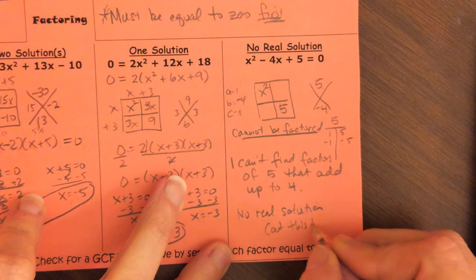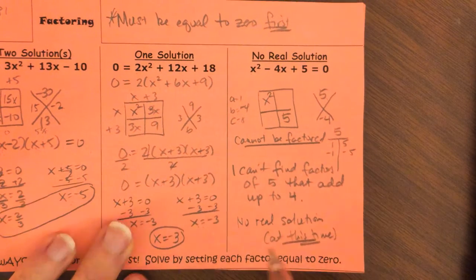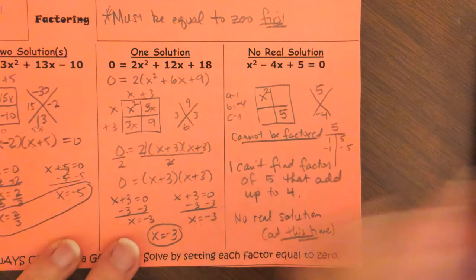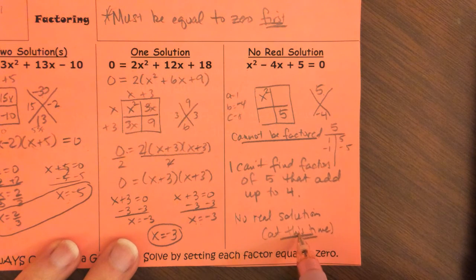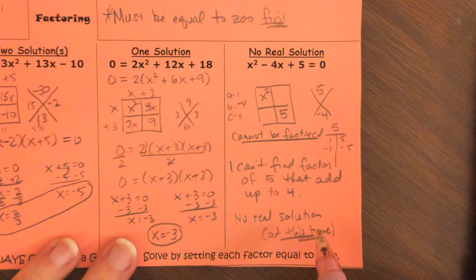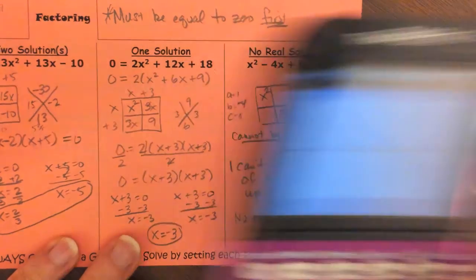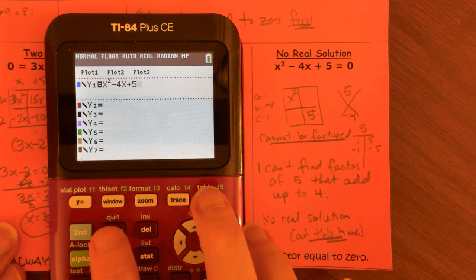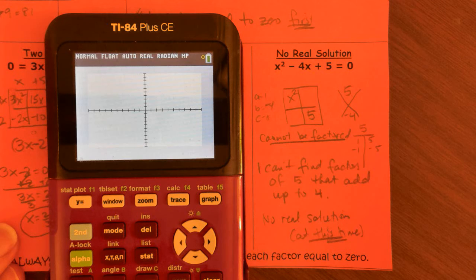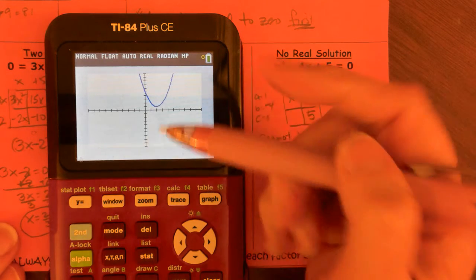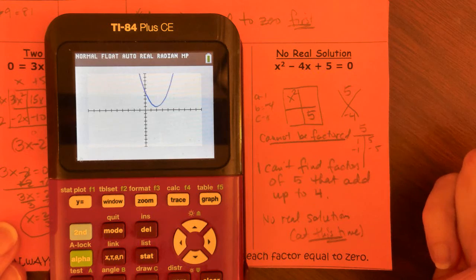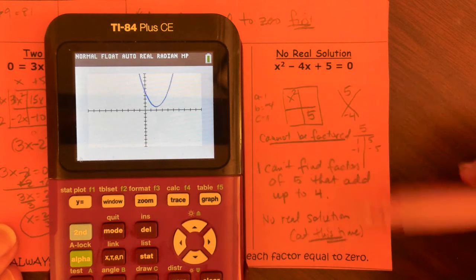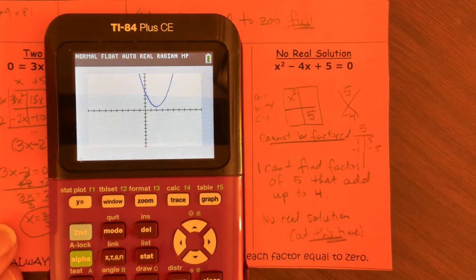at this time. Okay, right now, I can't find solutions for this. Later on, we're going to learn a different strategy that you might be able to use. But for now, there are no solutions. Just because we can't factor it doesn't mean it doesn't have solutions. Again, if we put this one, x squared minus 4x plus 5, in our calculator, this one actually has no real solutions. You can see that it never actually crosses 0. It's possible that later on there may be some that we can't factor, but we can still actually get an answer for.